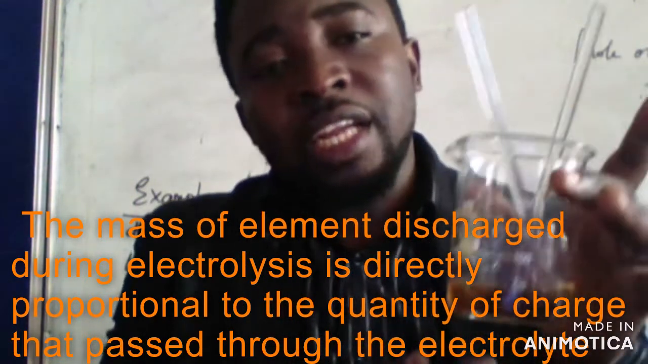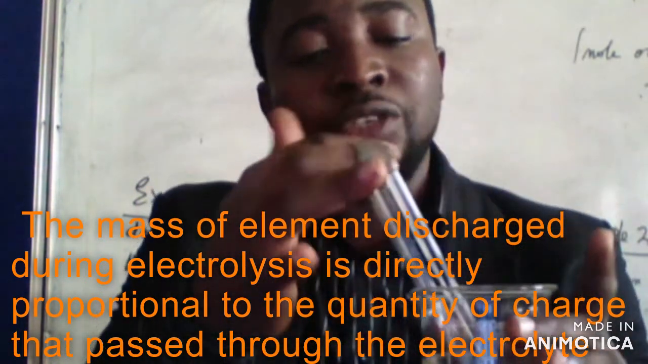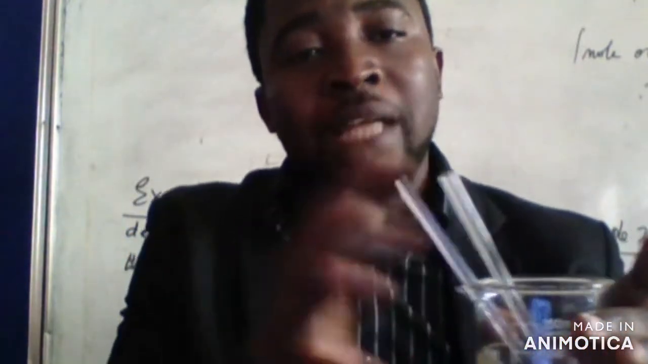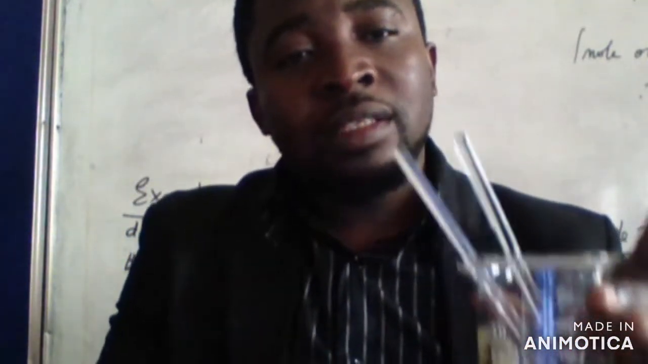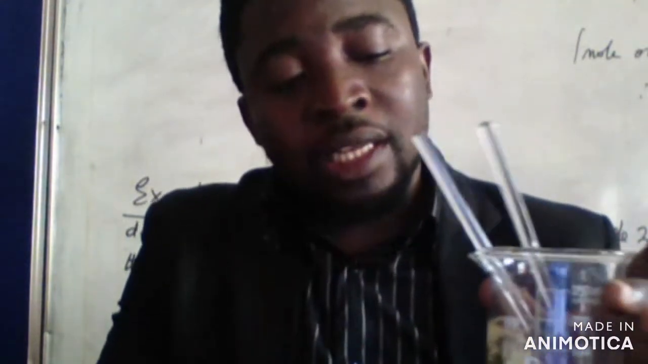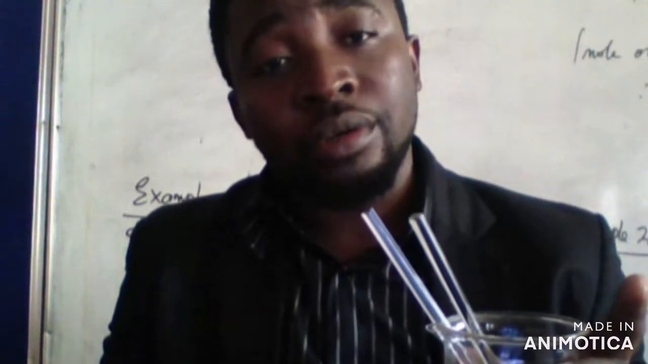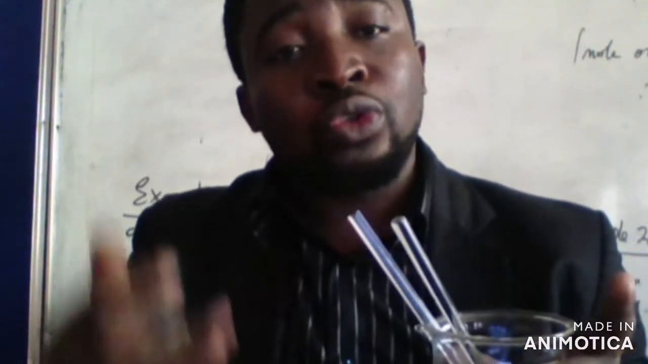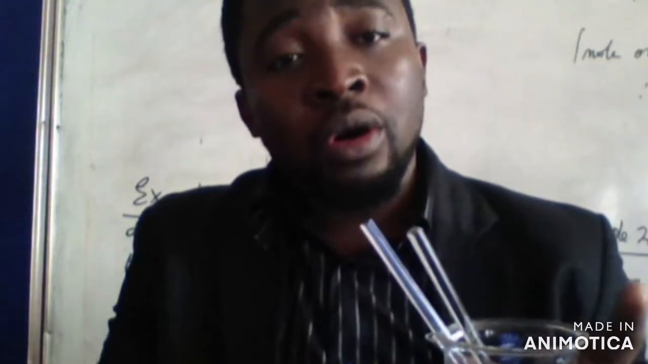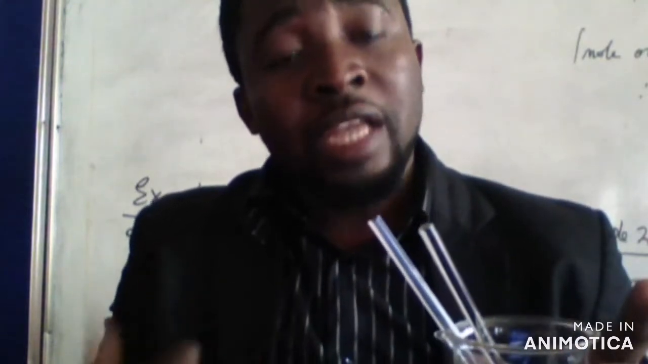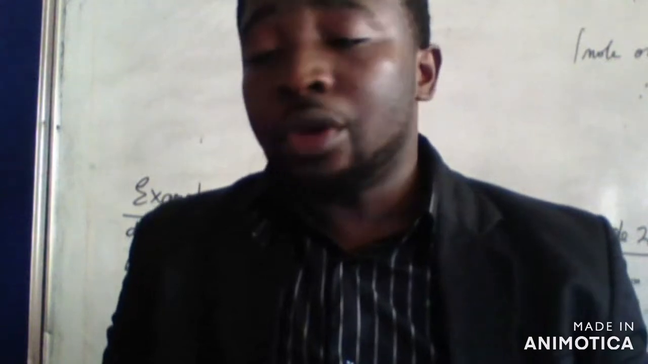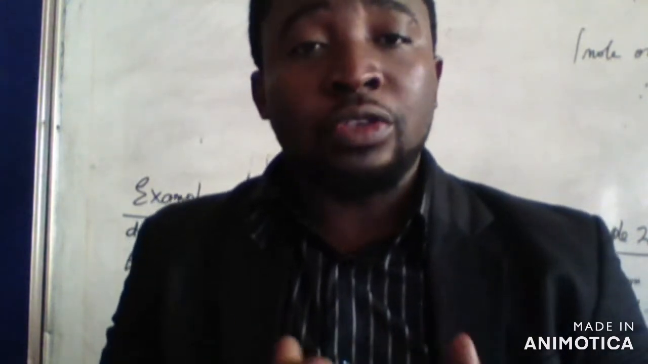If this is the electrolyte, and we have these glass rods as electrodes, when you pass current into these electrolytes, a certain quantity of the elements present in the solution are discharged at the respective electrodes, and the quantity of the element discharged is proportional to the amount of current supplied into the solution. So what it means is that the more you supply current into the solution, the more quantity of element that is being discharged.